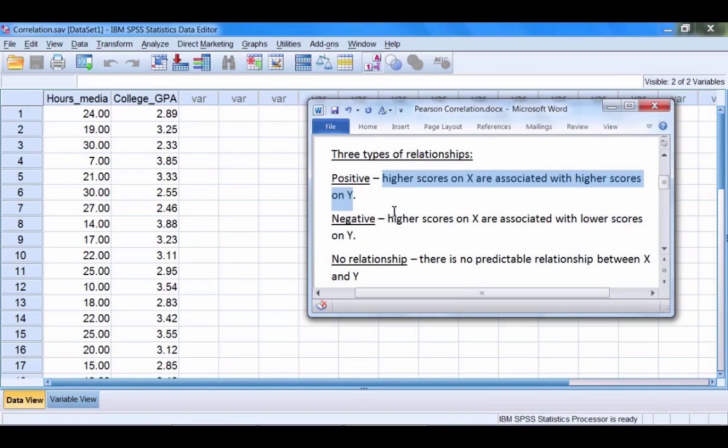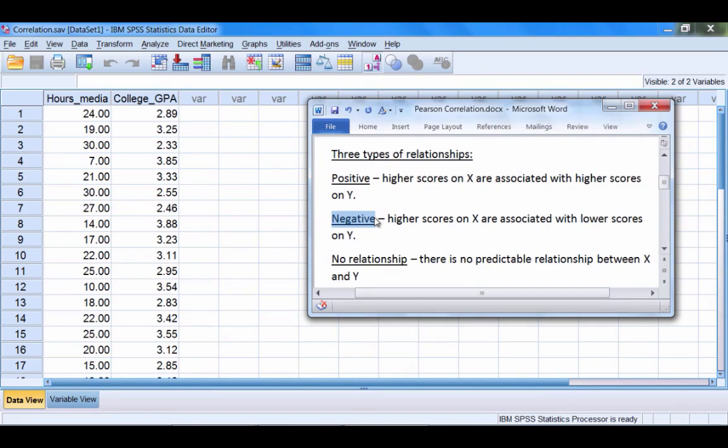What this means is there's a tendency that if an individual has a high score on X, they're also going to tend to have a high score on Y. It's not necessarily perfect, in most cases it won't be, but if you know someone's score on X, it gives you a good idea of where they are on Y. High on X, high on Y. For positive, it's also true that if you have a lower score on X, you would tend to have a lower score on Y. The second type of relationship is a negative relationship or negative correlation.